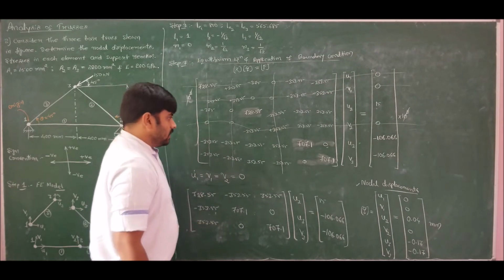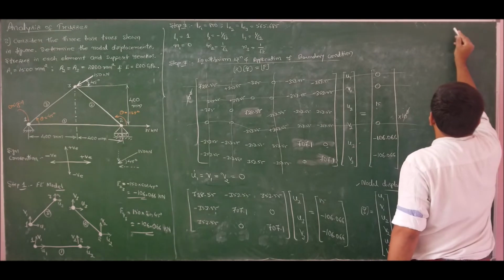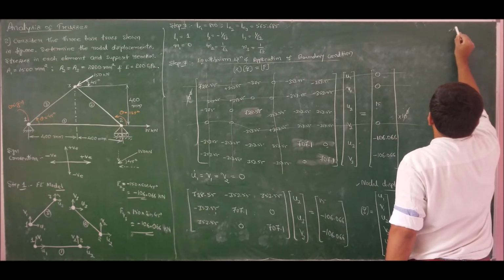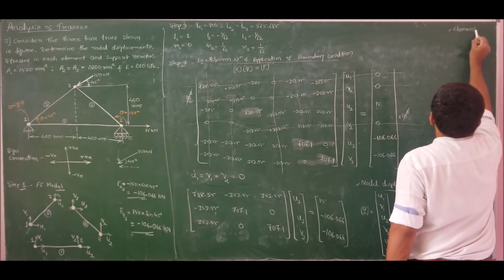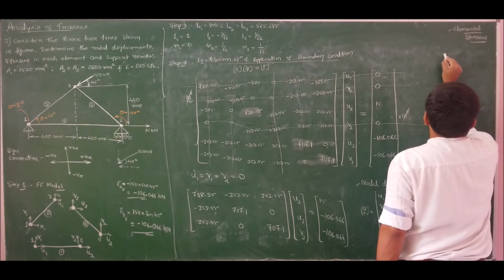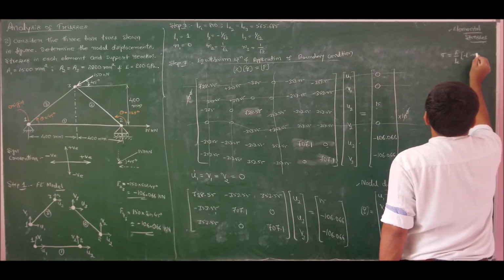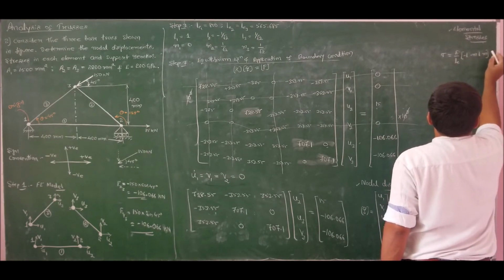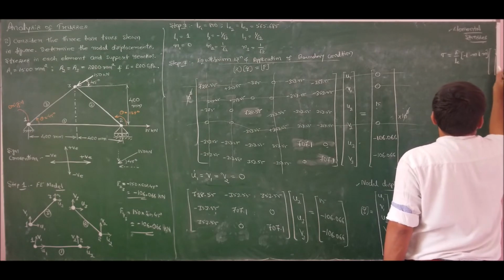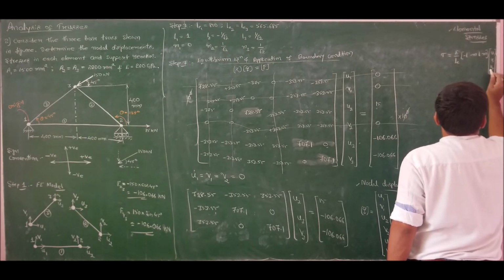Now moving ahead for calculating the elemental stresses. We know that the elemental stress sigma is equal to E by the length of the element, into minus L, minus M, plus L, plus M, into the Q matrix, that is U1, V1, U2, V2.